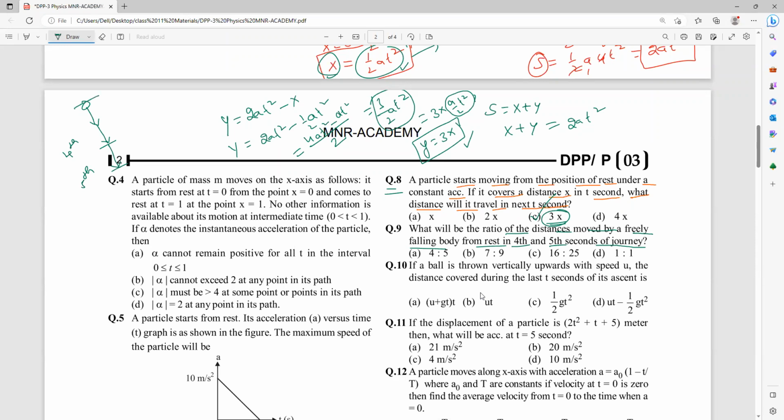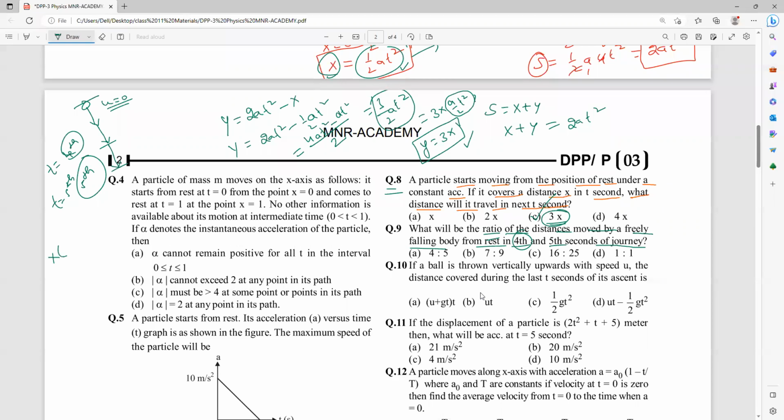So the freely falling body starts from rest, and from rest we all know the initial velocity is what? 0. Correct or not? Freely falling means initial velocity is 0. So they are asking, at t equal to the 4th second, what is the journey, and at t equal to the 5th second, what is the journey? If you find it, they are asking us the ratio. Is it right or wrong, guys? Yes or no?